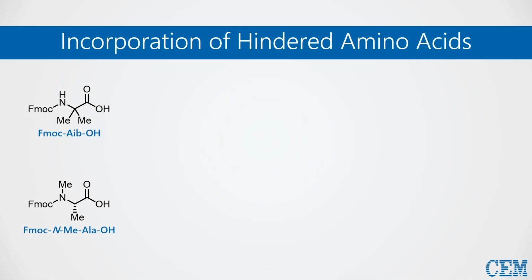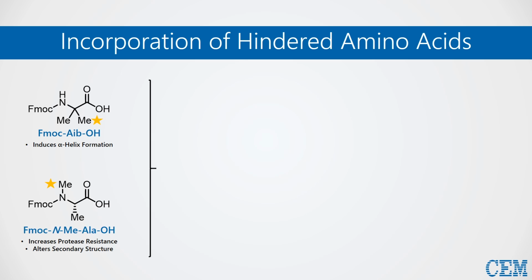Next, we are going to look at the incorporation of non-standard hindered amino acids, such as quaternary center-containing AIB or nitrogen-substituted N-methylalanine. Incorporation of these types of derivatives is becoming increasingly popular. AIB induces alpha helix formation, and N-methylalanine, like peptoid monomers, increases protease resistance and alters secondary structure. When looking at incorporation of these building blocks, all is simple.